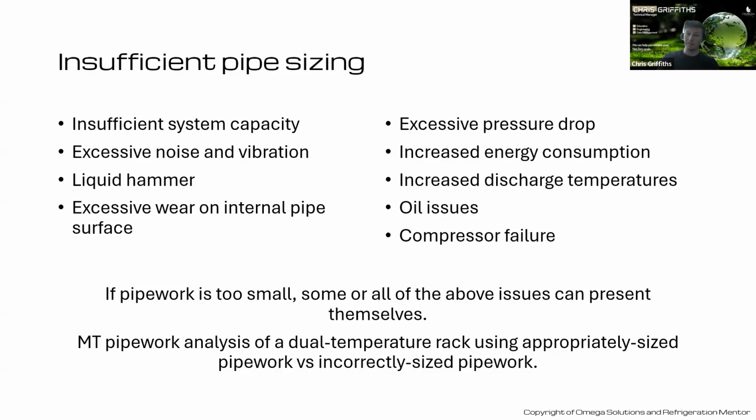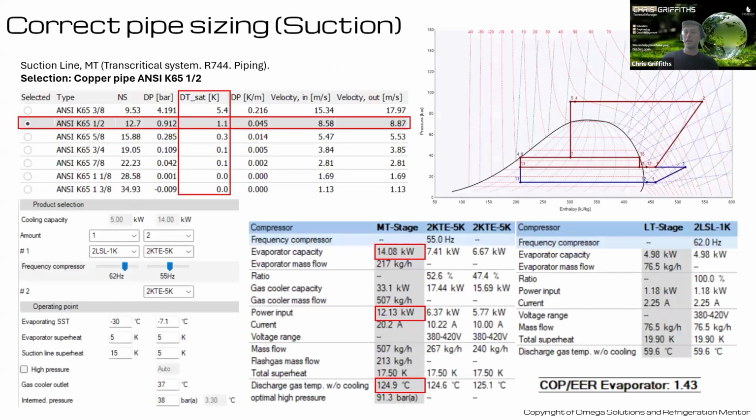We have our excessive noise and vibration if there's too high a velocity running through it, particularly on liquid. But what I want to speak more specifically on is suction pipes and how it impacts that. So we're looking at excessive pressure drop and eventually leading to oil issues as well. So we're going to move swiftly on and we're just going to have a look at some of the actual pipe sizes themselves and what impact it can have.